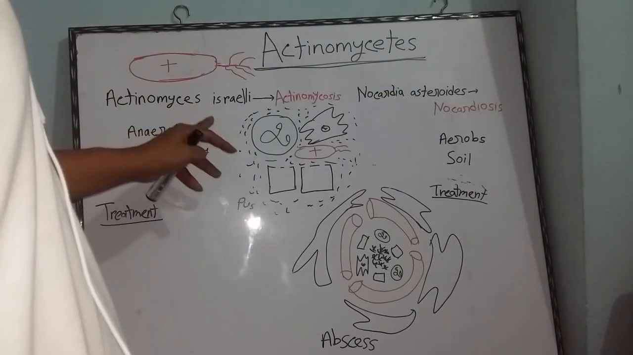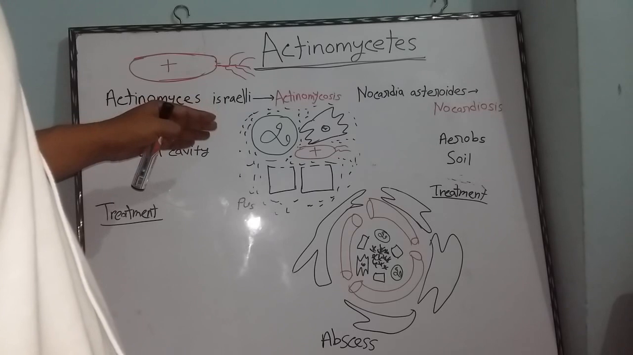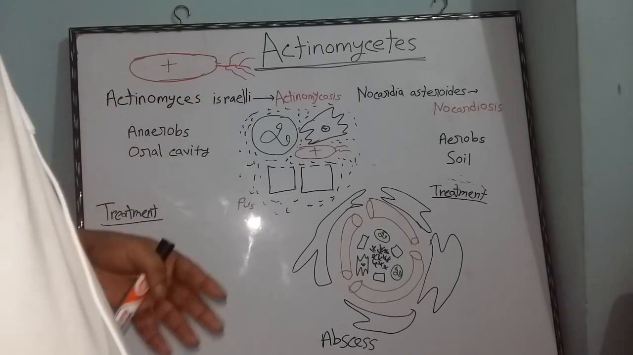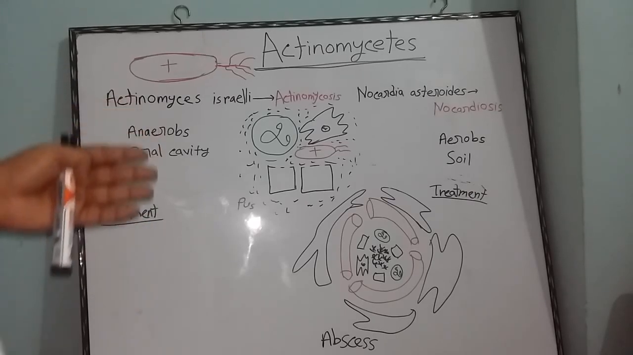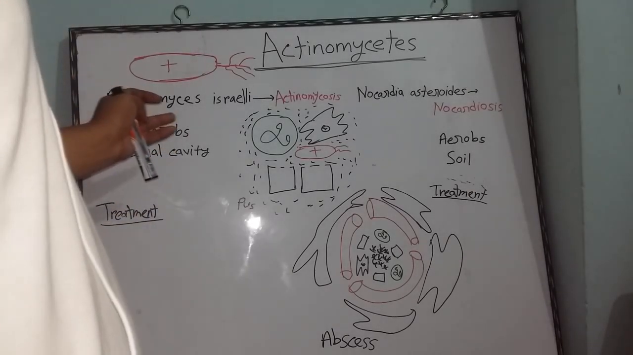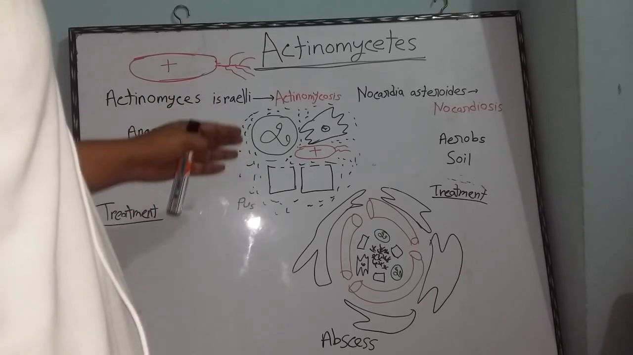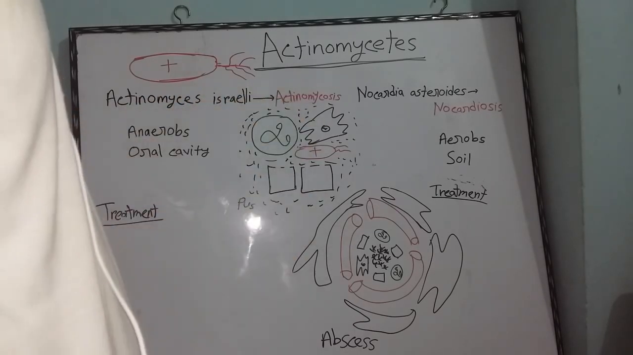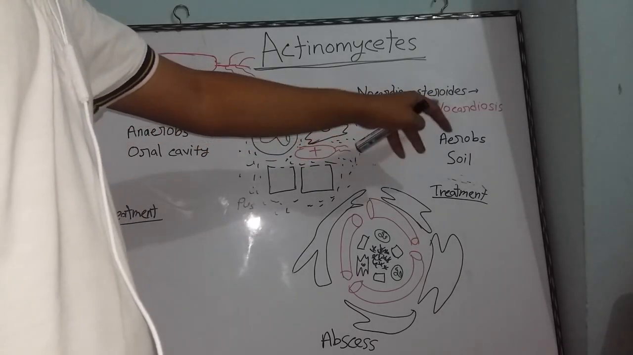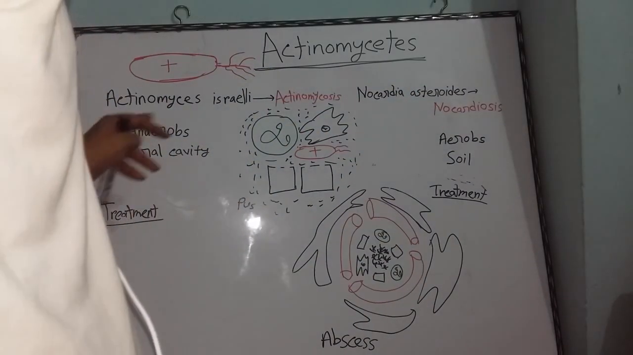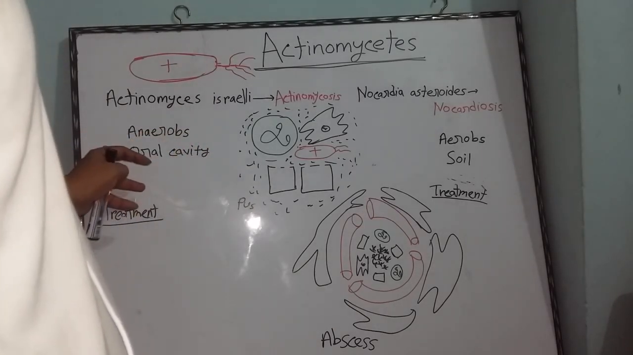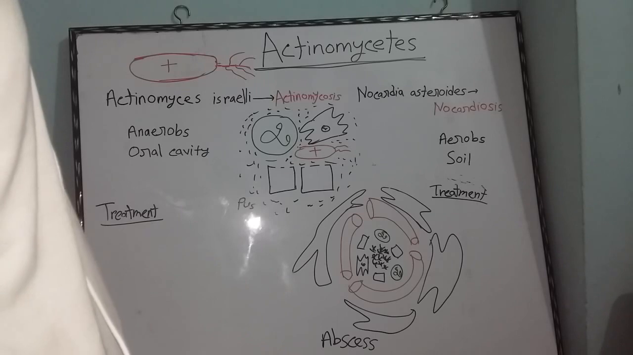Actinomyces israelii was first discovered by a German surgeon whose name is James Adolf Israel. According to his name, it is called Actinomyces israelii, and it produces actinomycosis. On the other hand, Nocardia asteroides produces nocardiosis. Actinomyces israelii is an anaerobic bacterium, and it is normally found in our oral cavity.